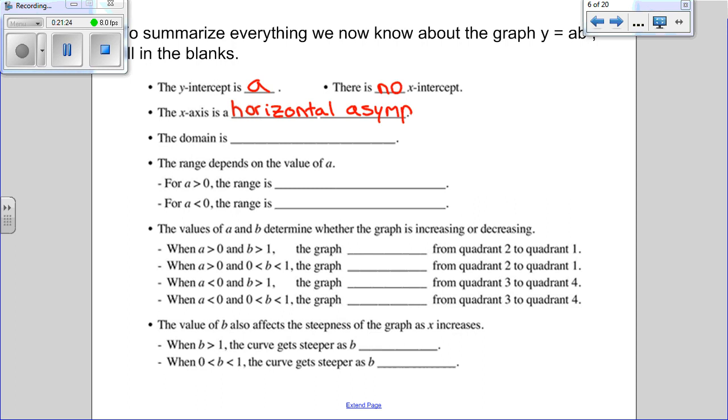The domain for every graph is x is an element of the reals. The range depends on the a value, which makes sense because the a value told us if we were opening up or opening down, right? So if a was greater than 0, the range was y is greater than 0. If a was less than 0, the range was y is less than 0. Positive a means positive y's. Negative a means negative y's.